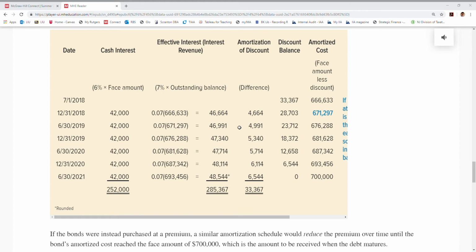We can drag this as well. For now, let's leave it B. The difference is going to be this. Then we reduce the discount balance because we have recognized this much of the discount's revenue this year. In other words, the discount has become smaller, and the bond's carrying value has become slightly higher. That way we recognize that interest.